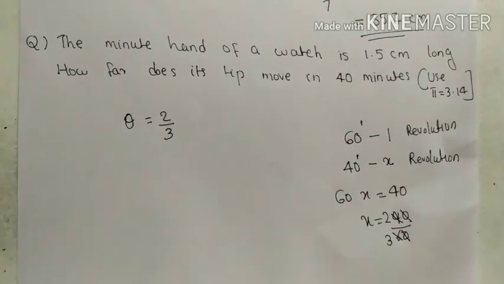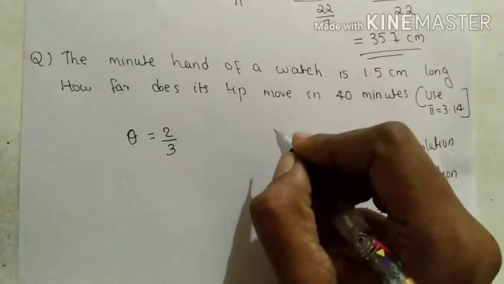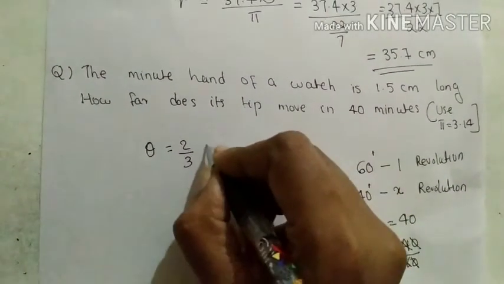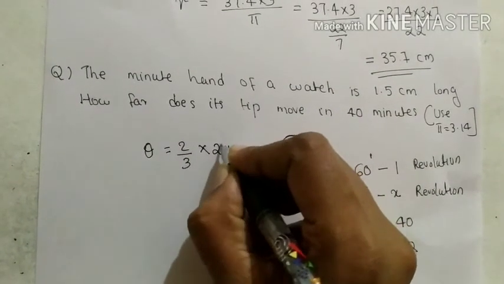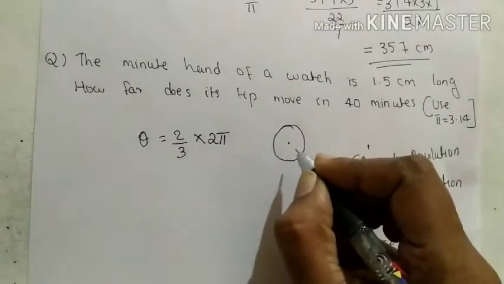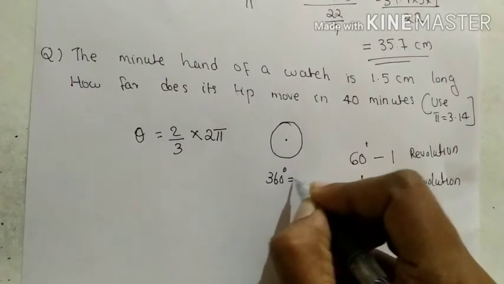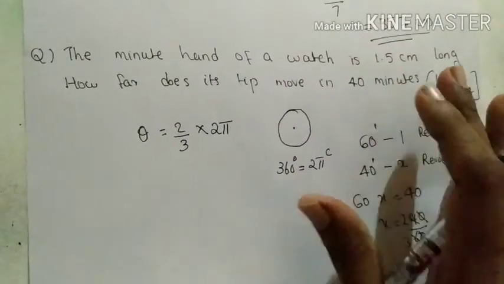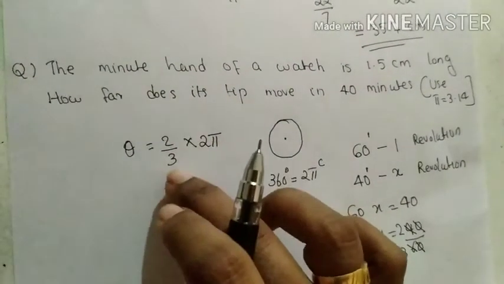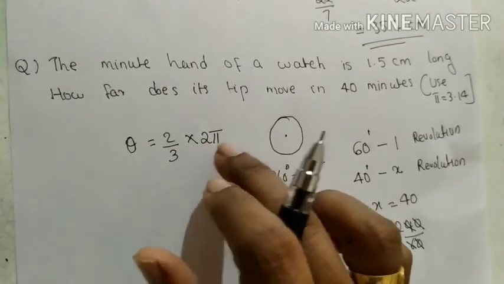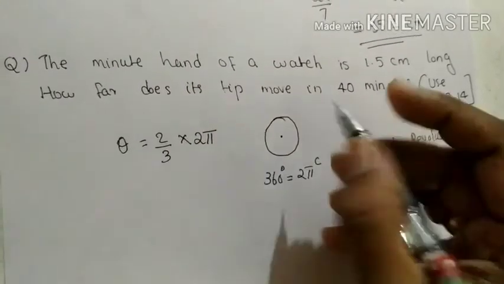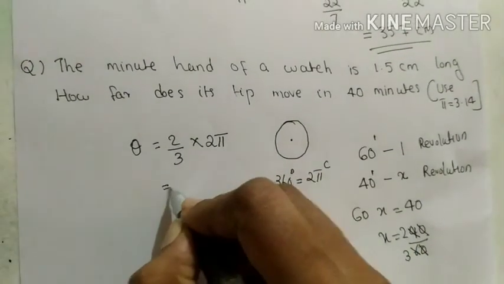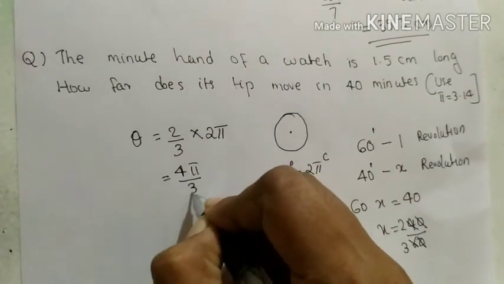One revolution, that means it completes one revolution, is equal to 2 pi. We know 360 degree is equivalent to 2 pi radian. We know that theta is always represented in radian. So 2 by 3 revolution means 2 by 3 into 2 pi radian, which is equal to 4 pi by 3 radian.